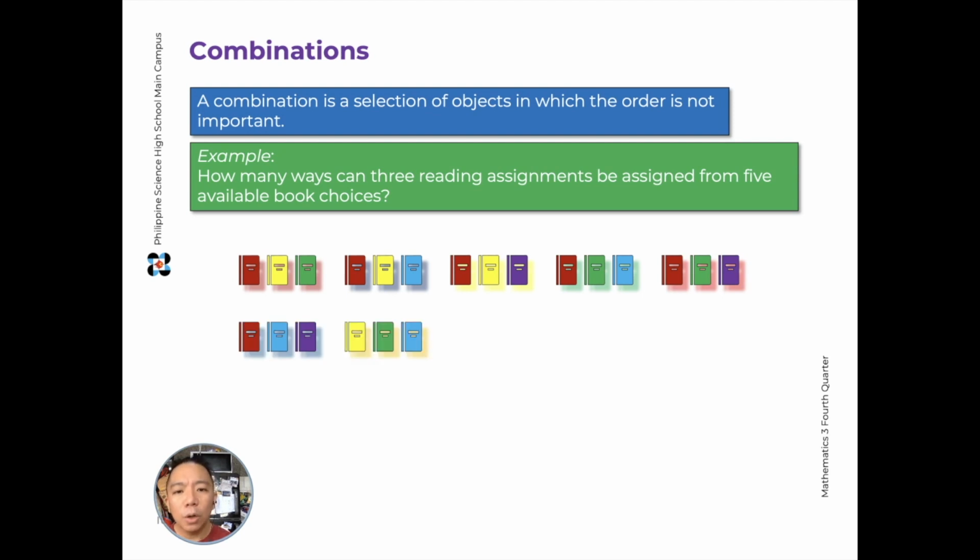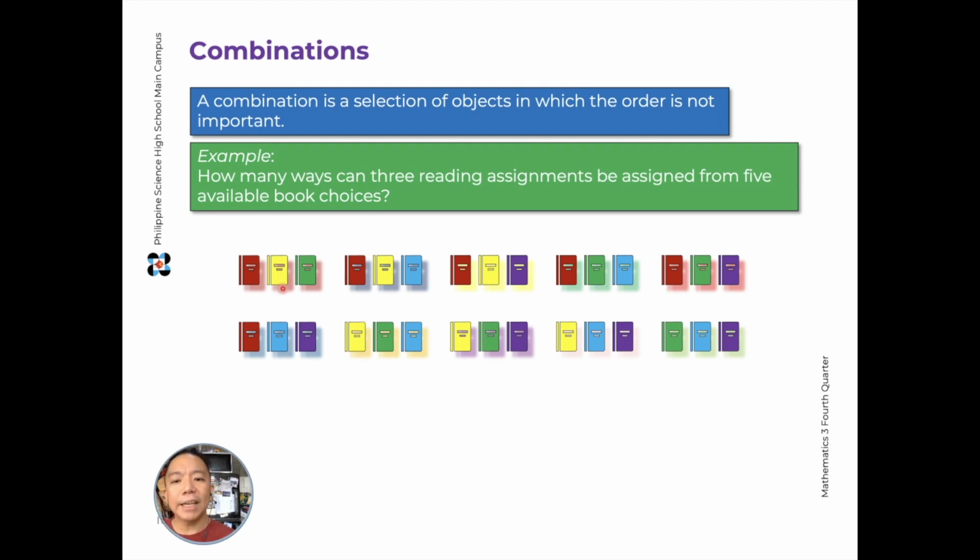Take a look at all the possible combinations for the 5 books. And we can see that we have a total of 10 available sets ng tatlong different reading assignments. Let's check. Out of the 10 groups, 6 sa kanila may reds. 1, 2, 3, 4, 5, 6. So dapat pantay-pantay na 6 din yung meron sa iba.